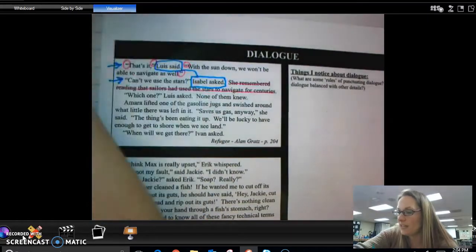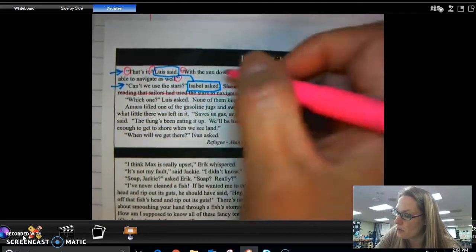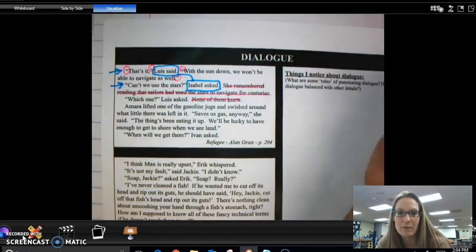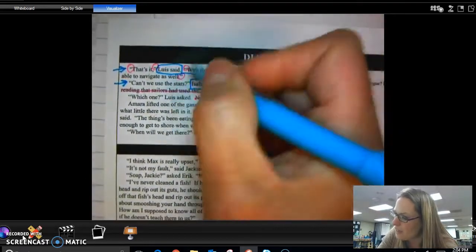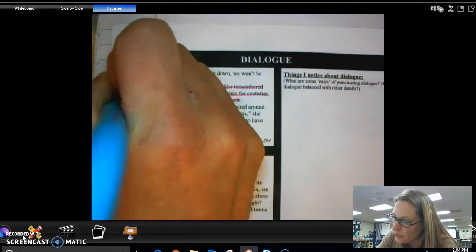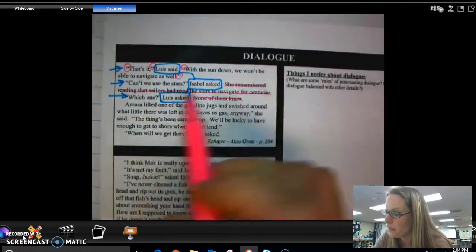So let's see what the next one says. "Which one?" Luis asked. None of them knew. So again, this is not being spoken, so I'm just going to cross it off for now because my focus right now is the dialogue. Okay, and now here I go again. Now it's going to Luis again. And what did he do? Indented. Let's go to the next one.